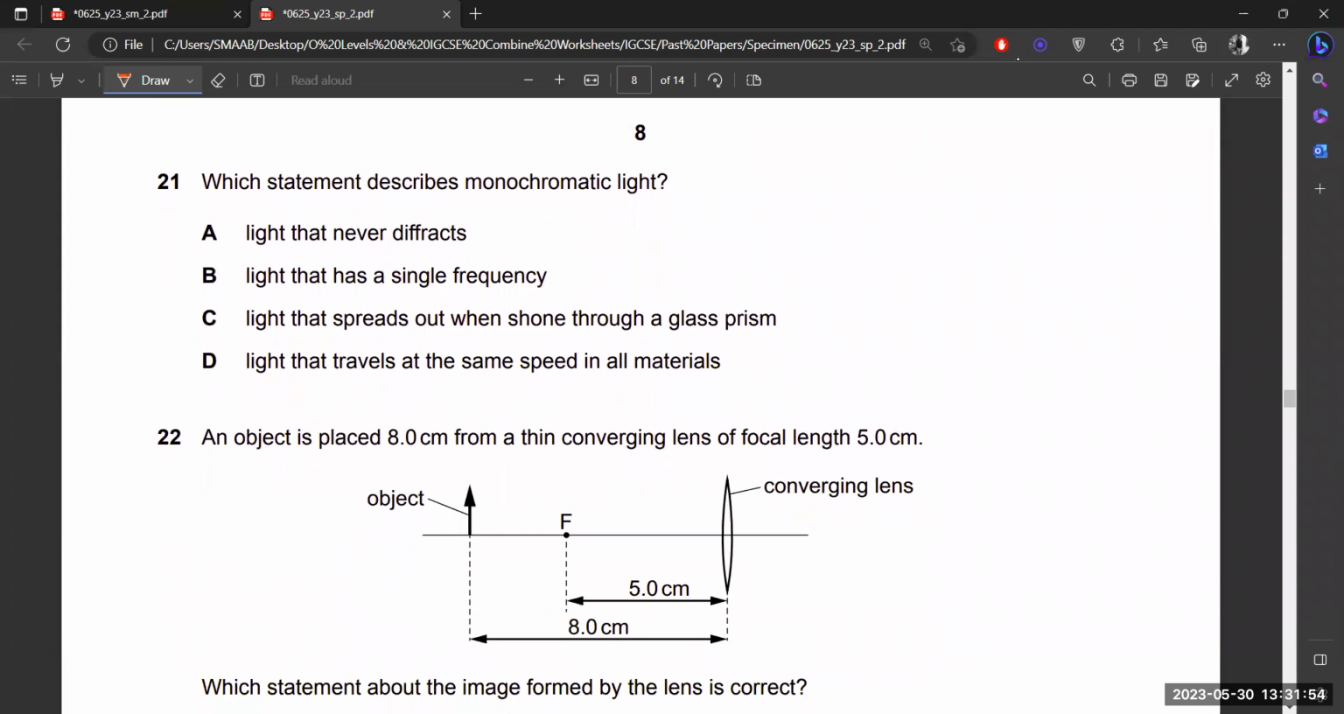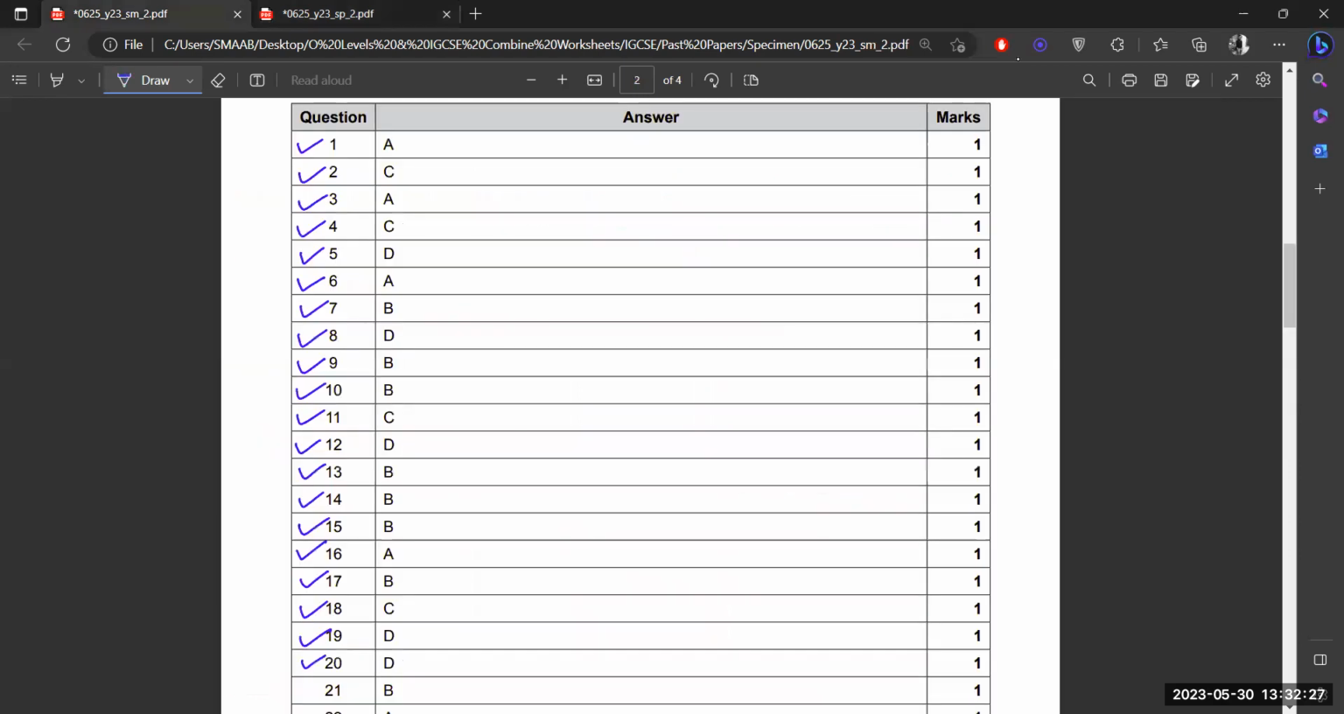Question number 21 is also very simple. They are talking about monochromatic light, which we already discussed. Monochromatic light is light in which the frequency remains single, a same frequency, plus the phase difference will also be the same, or we can say that the phase angle will remain the same. So light has a single frequency, option B. Option B, right.